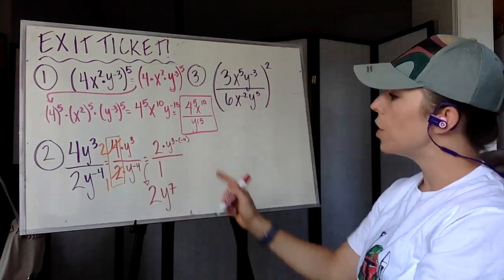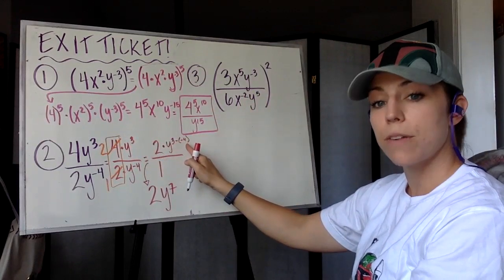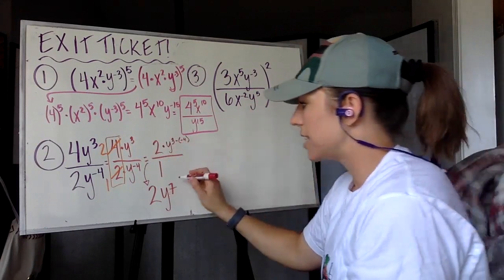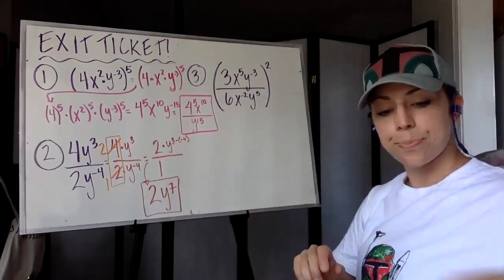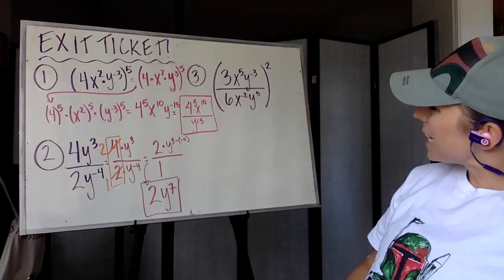A couple things I did there. One, I added the 3 and the 4. Why did I add? Because subtracting a negative is equivalent to adding a positive. And I got rid of the 1 in the denominator because we don't need it. Final answer, 2y to the 7th. See, easy peasy. All right, number 3.